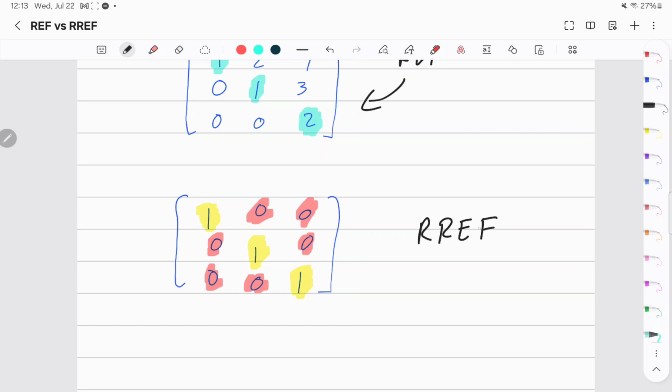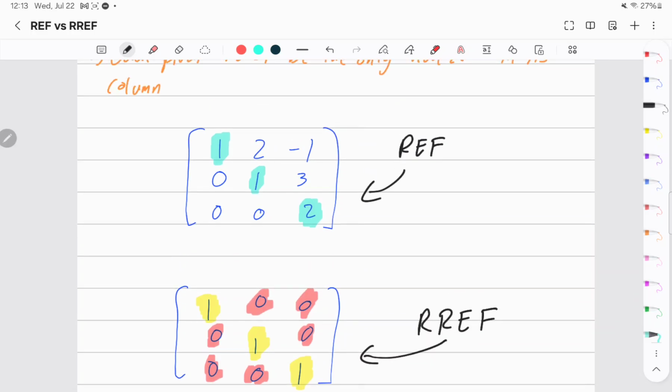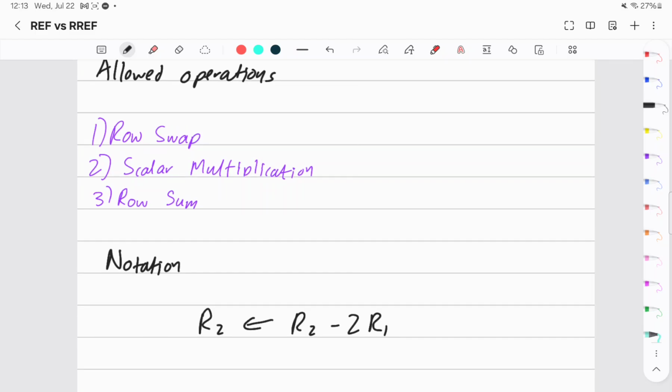Which means reduced row echelon form. And the first one is just REF, simple row echelon form. In the simple one, everything below the pivot points is 0, and it's not necessary that the pivot points are 1 in REF. It's just in RREF. So let's try to solve some questions.